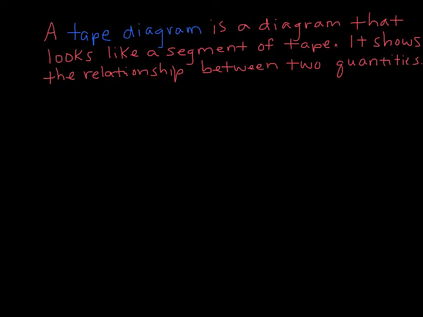So here's another vocab term for you: tape diagram. A tape diagram is a diagram that looks like a segment of tape. It shows the relationship between 2 quantities. And in example 2, that's what we'll be talking about, using a tape diagram.